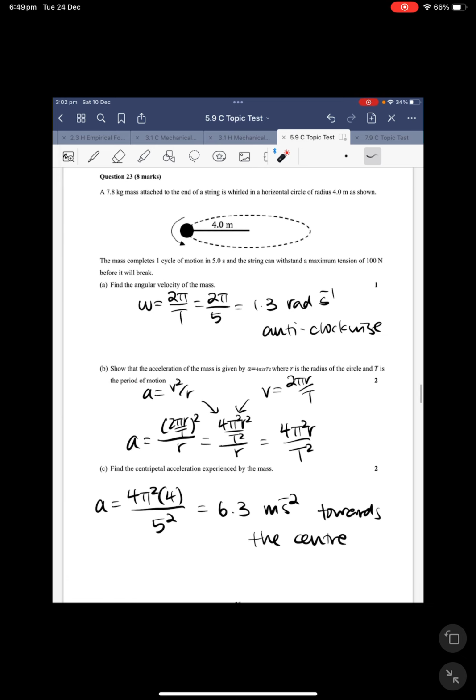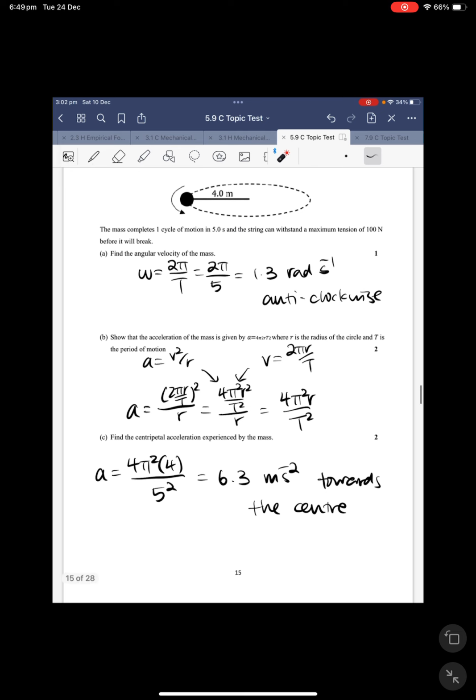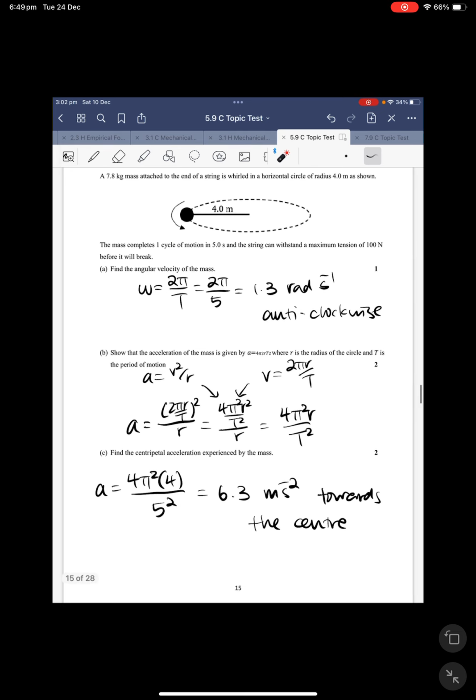Okay, 23 is another circular motion question, and this time we have a 7.8 kilogram mass attached to the end of a string, which is whirled in a horizontal circle of radius 4 meters as shown. The mass completes one cycle of motion in 5 seconds, and the string can withstand a maximum tension of 100 newtons before it will break.